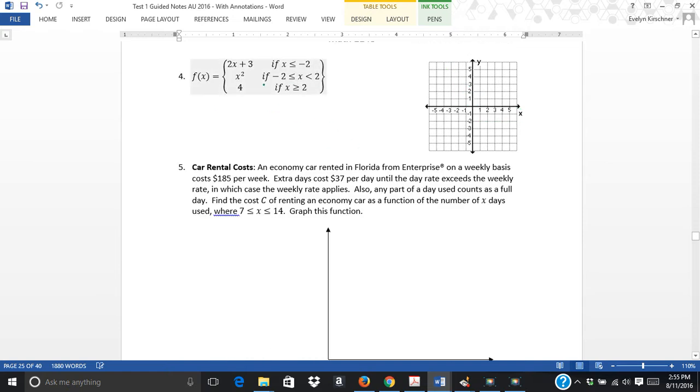The next function is also three parts. It is a line, again, when x is less than -2. It is a parabola between -2 and 2, and it's another constant function when x is greater than 2. So let's look at -2. 2 times -2 plus 3 is -1. And at -2 and 2, you square it, it's 4.